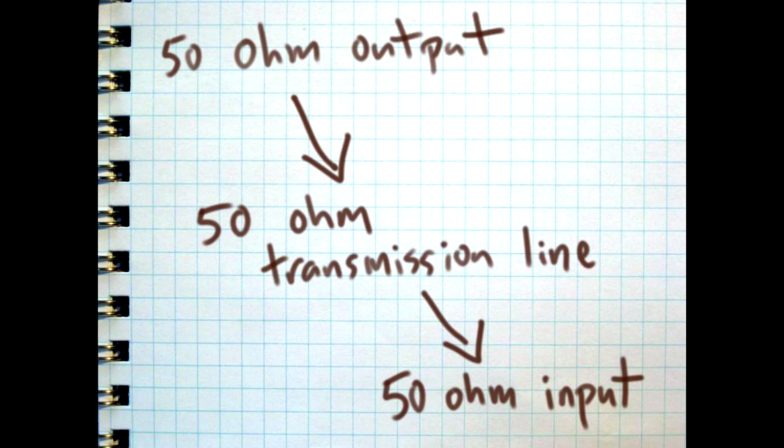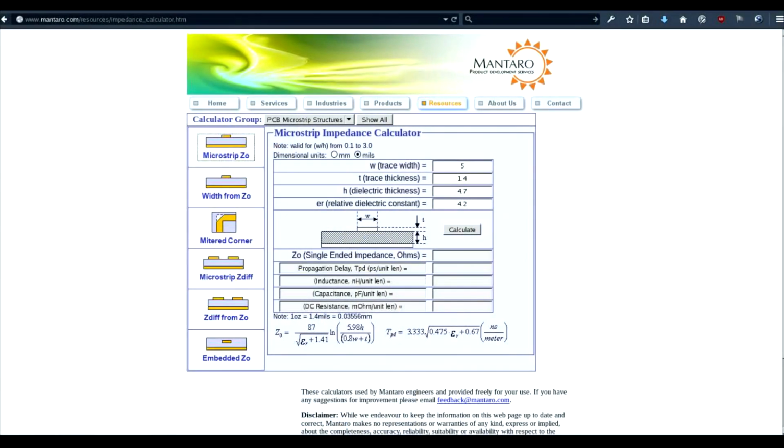How many of you have an impedance calculator on your computer? How many of you have KiCad on your computer? Oh, then you have an impedance calculator. How many of you have a web browser on your computer? Okay, then you have an impedance calculator, because you can find tons of different impedance calculators on the web. Here's just one of many that I happen to like. It's simple and easy to use, at mantaro.com. They have a whole bunch of different calculators that are useful for circuit design.